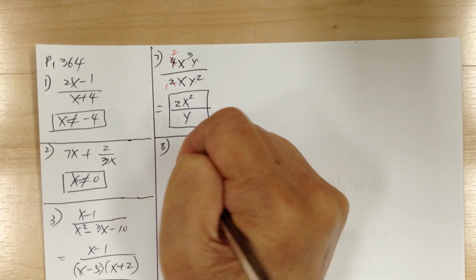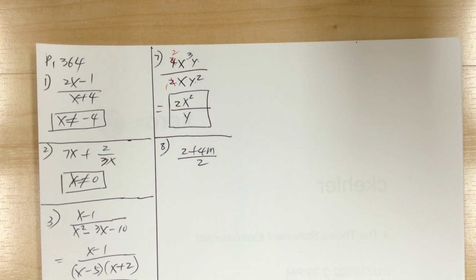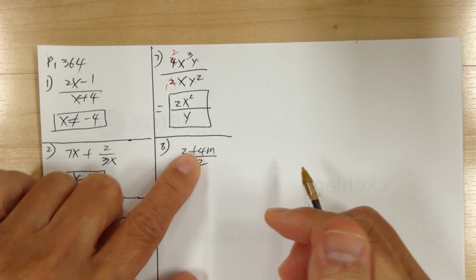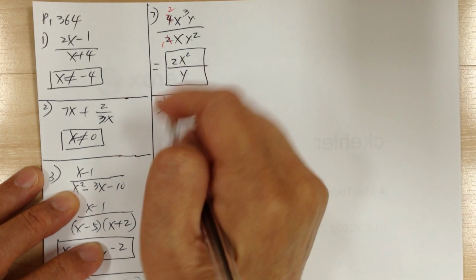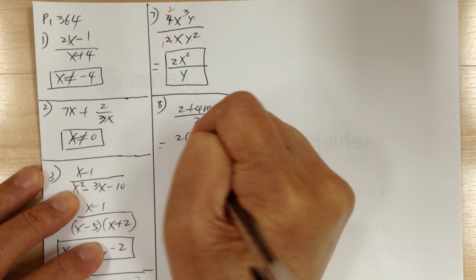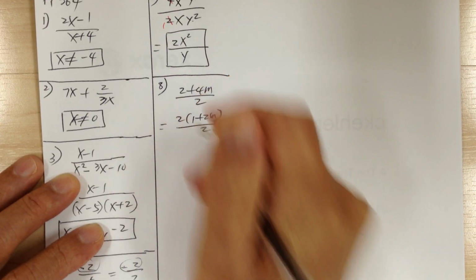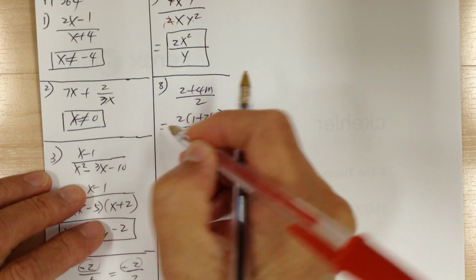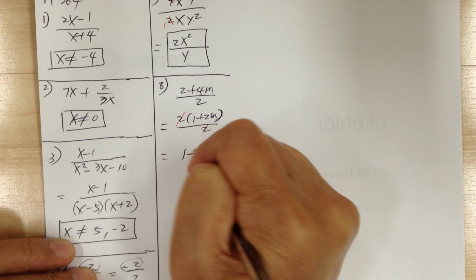Okay, number 8, you got 2 plus 4m over 2. As soon as you see addition, subtraction, those are terms. So you cannot cancel out the terms. Do not ever cancel out terms. So what you need to do is factor the 2. It becomes 2 times 1 plus 2m over 2. And now you can cancel out the 2. So it would be 1 plus 2m.